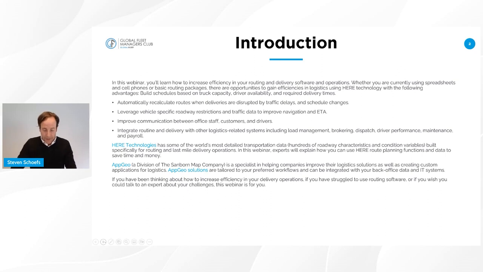And here is where Here Technologies steps in. Here Technologies has some of the world's most detailed transportation data built specifically for routing and last mile delivery operations. And in this webinar, experts will explain how you can use Here routing planning functions and data to save time and money. And Abgio is a division of the Sanborn Map Company, and they are a specialist in helping companies improve their logistics solutions as well as creating custom applications for logistics. Abgio solutions are tailored to your preferred workflows and can be integrated with your back office data and IT systems. So you are here in the ideal webinar to gain knowledge.